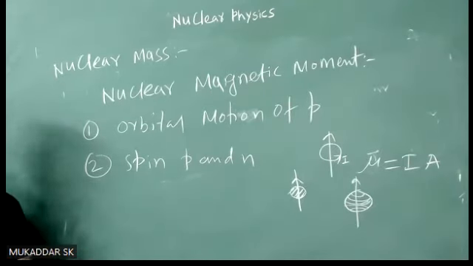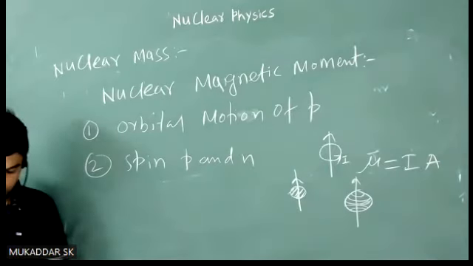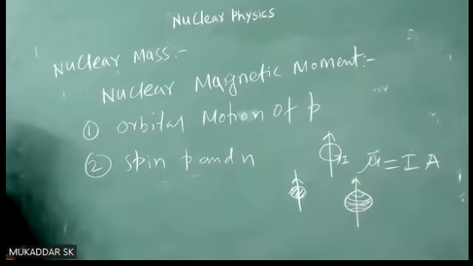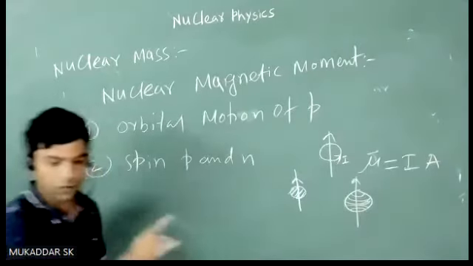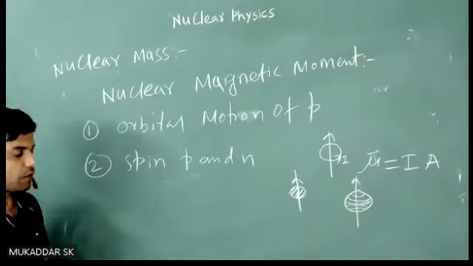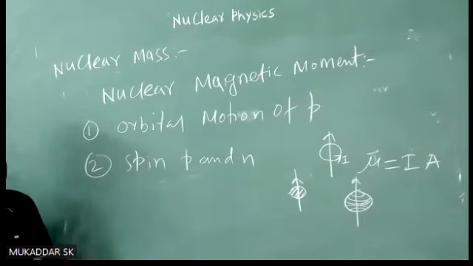Sir, how is neutron contributing to the current carrying? Yes. That I am going to discuss. So you know that neutron has, is it clear how proton's spinning contributes to magnetic moment? Is it clear to everyone? Any question?